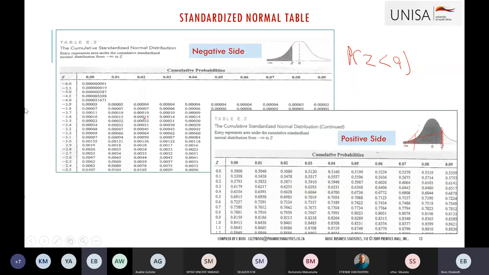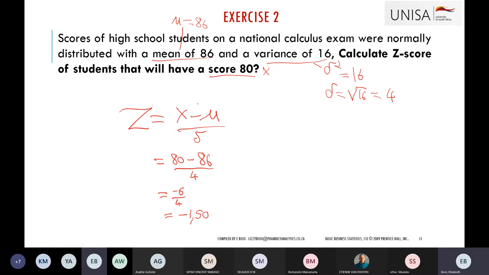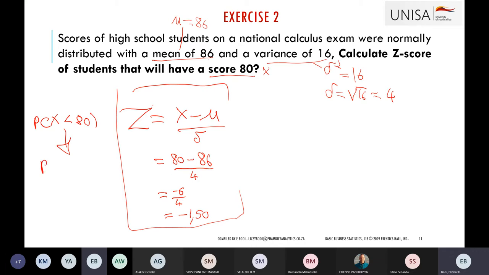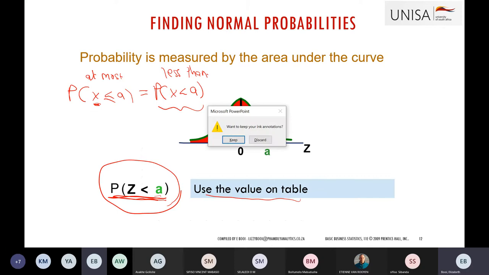I'm just going to go out of this presentation and go to the table itself. We're going to use the example that we have. Remember, we calculated the Z value. Let's say this is the question we were asked: we need to calculate the probability that X is less than 8. I'm going to assume we already did the calculation and once we standardized the X value, we found that our Z value is less than minus 1.50. So I'm interested in where Z is less than minus 1.50. Remember that.